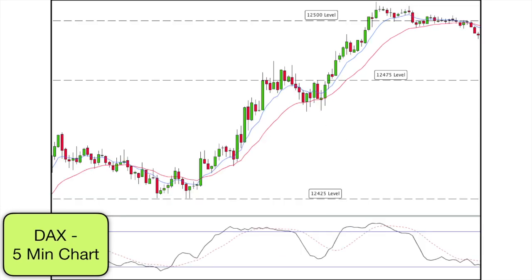Okay, this is the DAX 5-minute chart, so the German stock index. This is an interesting chart because you can see you've got a double bottom here, you've got possibly a double top or a head and shoulders top here, and a double bottom here, and a double top right at the top of the chart here as well.